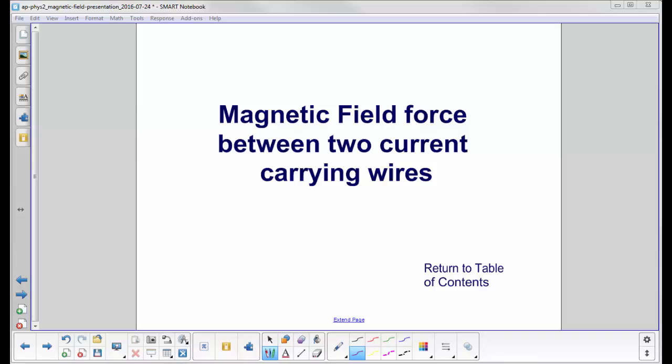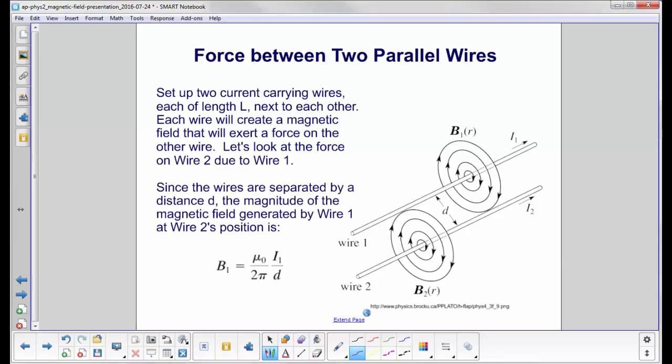Magnetic field force between two current carrying wires. Force between two parallel wires. Set up two current carrying wires, each of length L, next to each other. Okay, so let's just start with that.